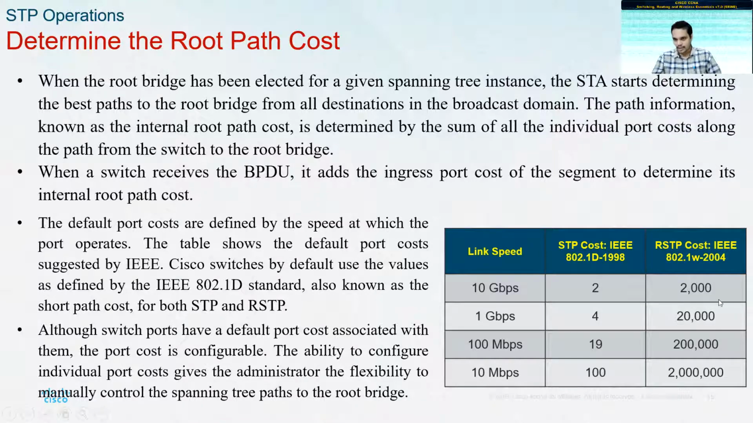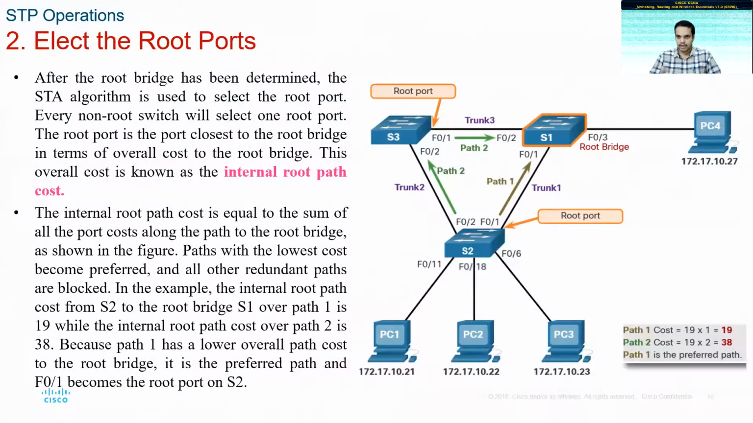We have another comparison here. We call it Rapid Spanning Tree Protocol, RSTP. The costs are slightly different. So I'll show you how to calculate this path. Consider this example. Here, S1 is designated as the root bridge for this network. Now it is up to these two switches, S2 and S3, to elect the root ports.